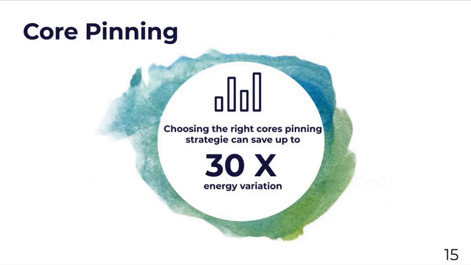So what is to retain here is that choosing the right way to assign tasks on the different available cores or processing units can reduce the energy variations by up to 30 times, where using the least amount of sockets seems to be very, very advantageous, along with a good management of hyperthreading.